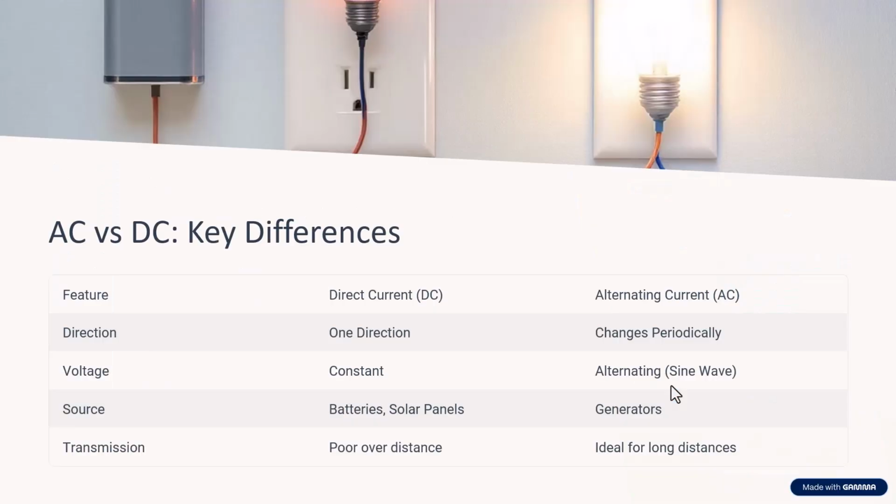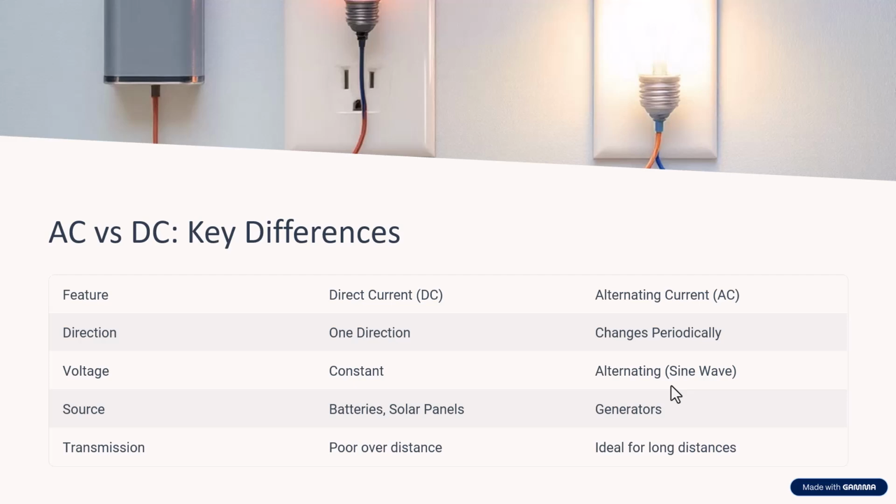So there are some key differences between AC and DC that we are going to talk about. The first feature where we can notice some changes is the direction. As we said, direct current moves in one direction and alternating current changes periodically. For voltage, we have a constant voltage. So if a DC source is 5 volts, it's going to remain 5 volts. If it's 12 volts, it's going to remain 12 volts. If it is 15 volts, it's going to remain 15 volts.